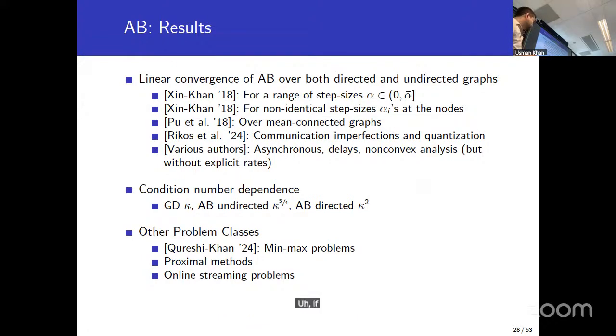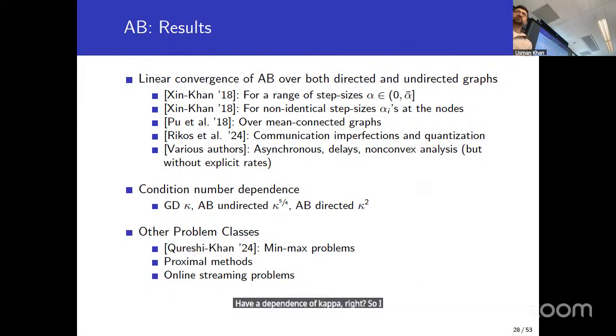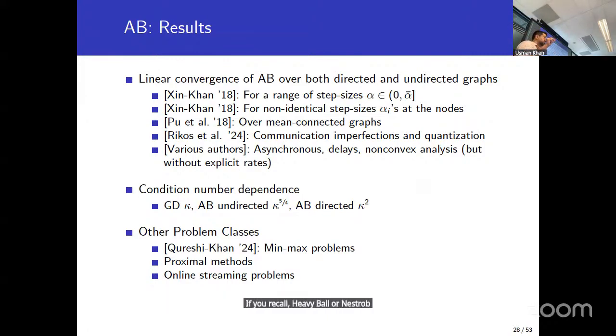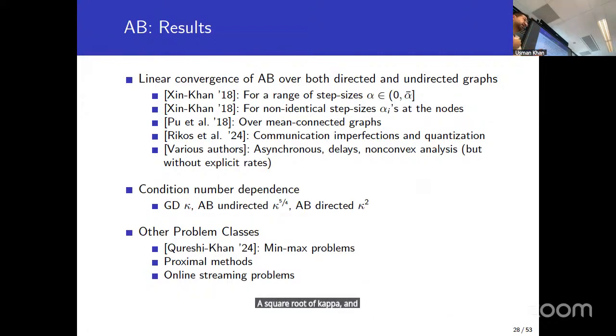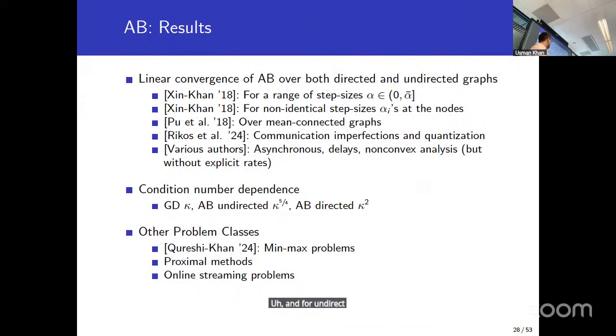If you're looking for something to improve, then I can give you one idea. So remember, gradient descent for smooth and strongly convex functions has a dependence of kappa, right? I showed you kappa natural log 1 over epsilon. If you recall, heavy ball or Nesterov is square root of kappa. So the maximum we can push this boundary with respect to the condition number of the smooth strongly convex function is square root of kappa. And the AB method that I showed you for directed graphs, the result is kappa squared. And for undirected graphs it is kappa 5 over 4.